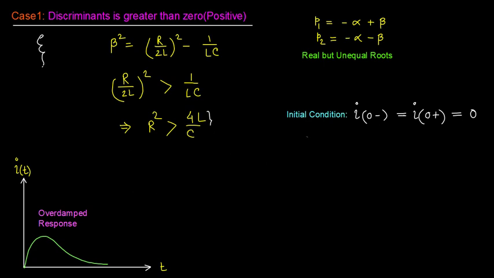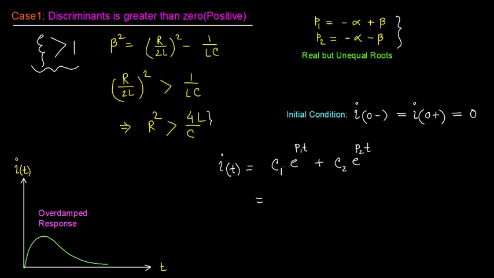Zeta, that is the damping ratio, is higher than unity. The roots would be real and unequal. For this condition, when the discriminant is greater than 0, that is positive, that is zeta is greater than 1, the damping ratio is higher than unity, these are the roots which are real but unequal. The solution of current will be C1 times e to the power P1t plus C2 times e to the power P2t.